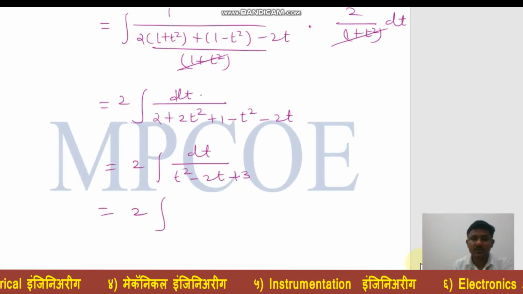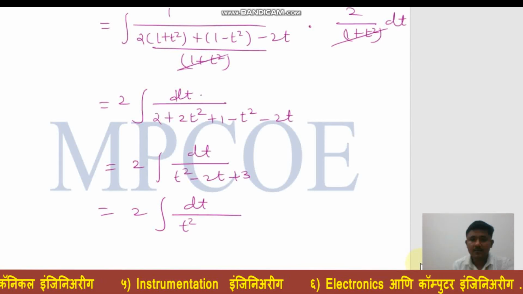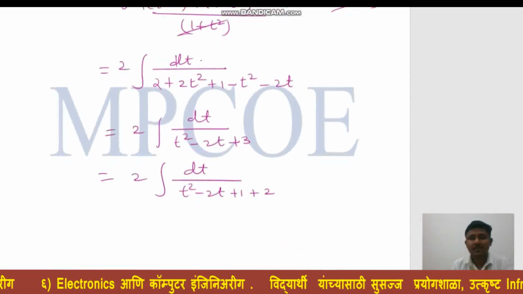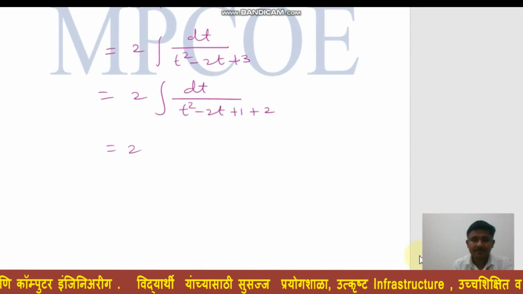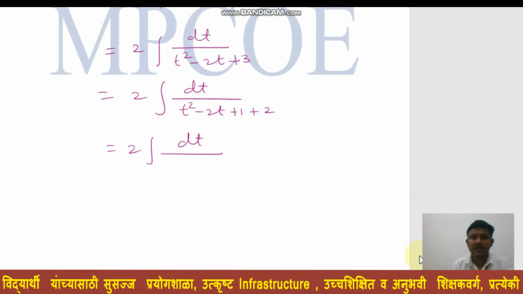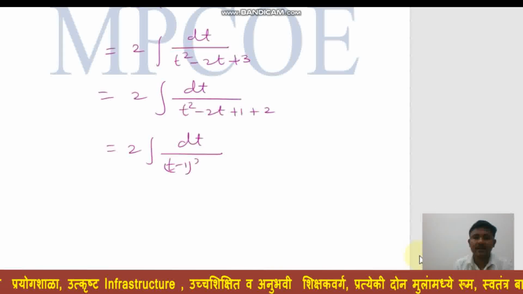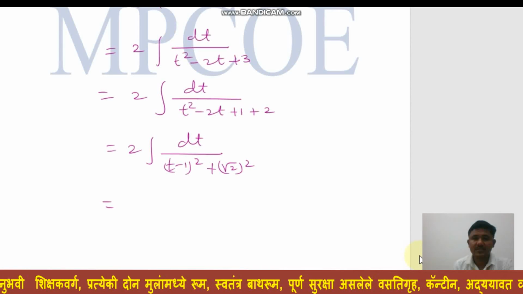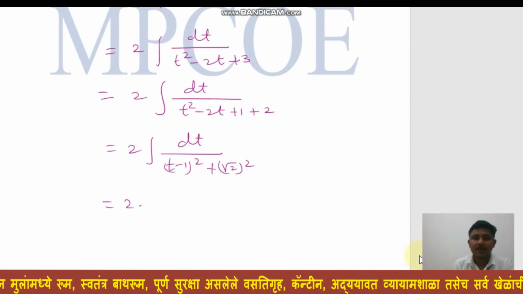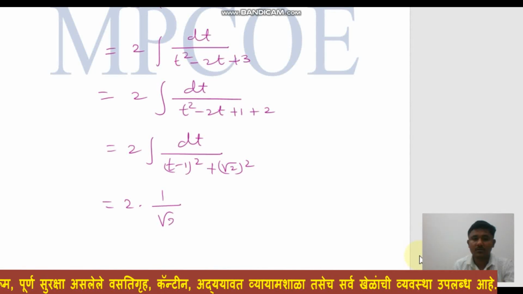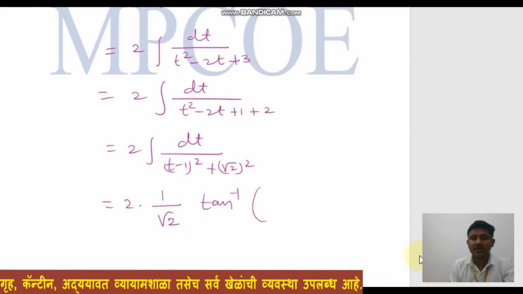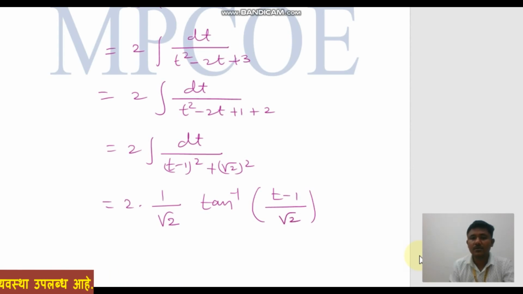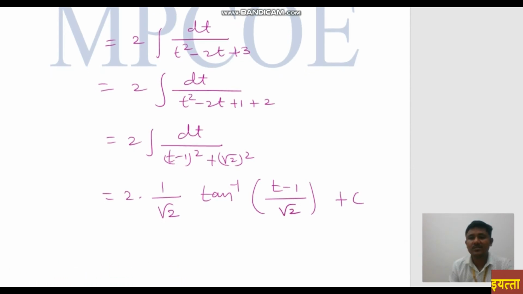Okay, so this can be written as 2 into integral dt divided by t square minus 2t plus 1 plus 2, and so we know that t square minus 2t plus 1 is nothing but (t minus 1) whole square, and this 2 is nothing but under root 2 square. Value of this integral is nothing but 2 into 1 upon under root 2 tan inverse of (t minus 1) upon under root 2 plus c, the integrating constant.